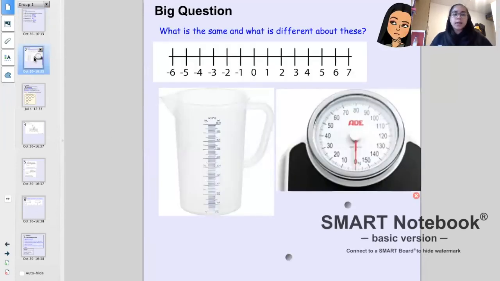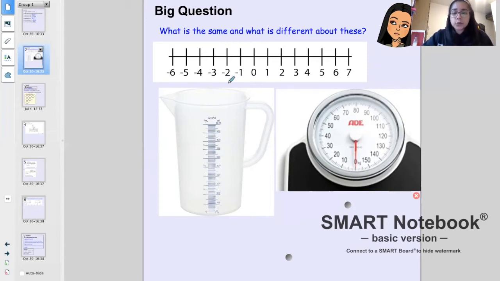So, like I said, we're going to be recapping some measurements, okay? But with a focus on reading scales and increments. What can you see with these 3 pictures? What's the same and what's different between these 3 pictures? Pause the screen and have a think. And then when you're done, I'll discuss some ideas.